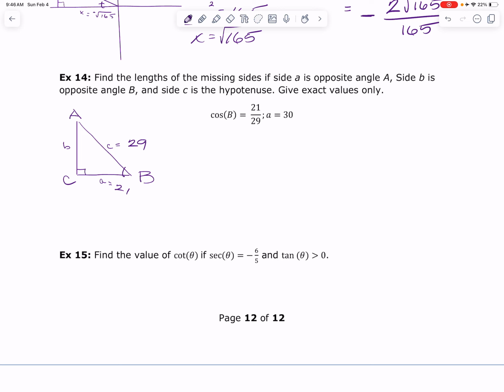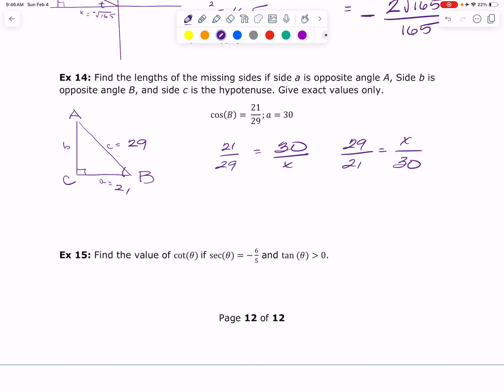Okay. So if my ratio is 21 over 29, but A has to be 30, let's see if we can solve for that. First thing I'm going to do, though, is flip these over just so I have my x in the numerator. It's a ratio, I can flip over both sides. I am then going to multiply both sides by 30, so I can solve for x.